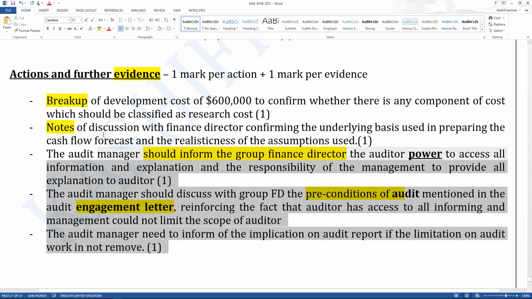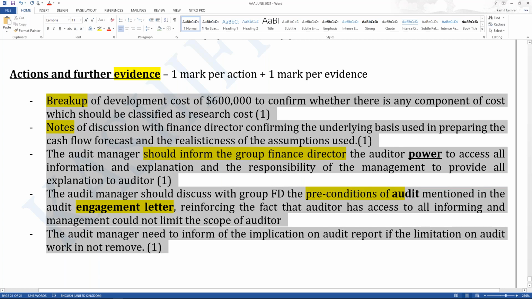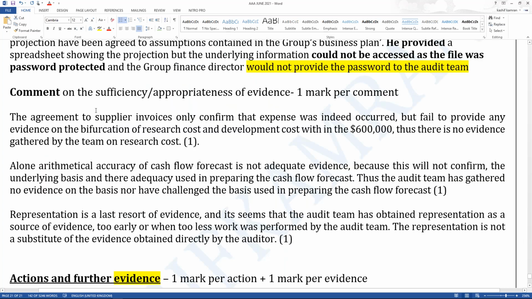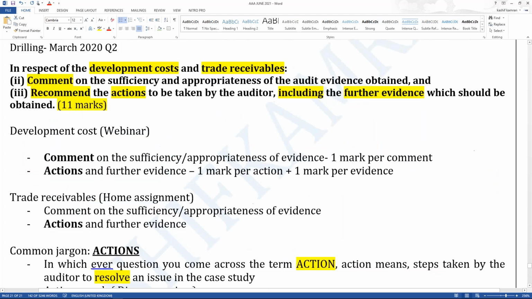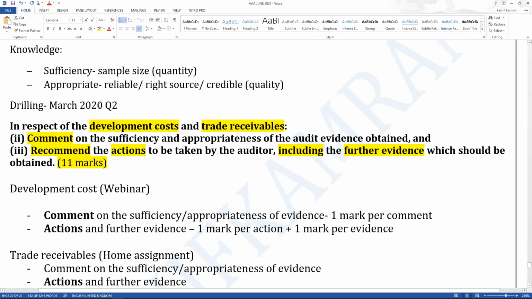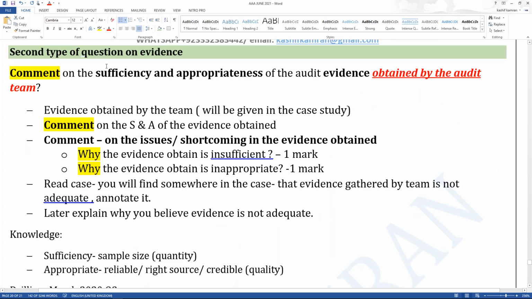5 marks under actions and further evidence, and almost like 3 marks under my comment on sufficiency. So 8 marks out of 11. But my bottom line here is, which I need all of you to answer: are you understanding how to solve a question like this, which asks you to comment on the sufficiency and appropriateness of the evidence obtained by the team? So were you able to find the flaws in the evidence obtained? Were you able to identify the shortcomings in the evidence obtained?